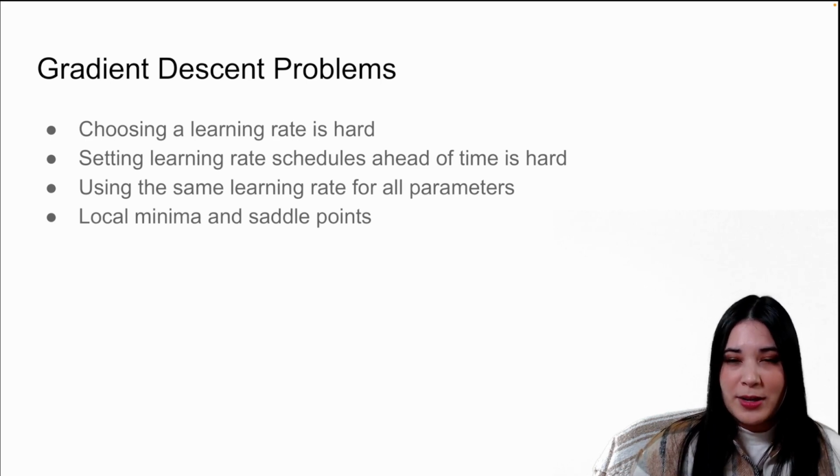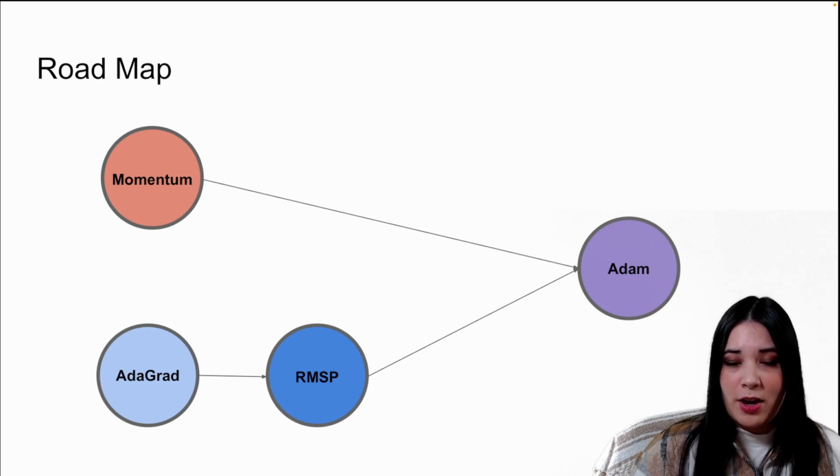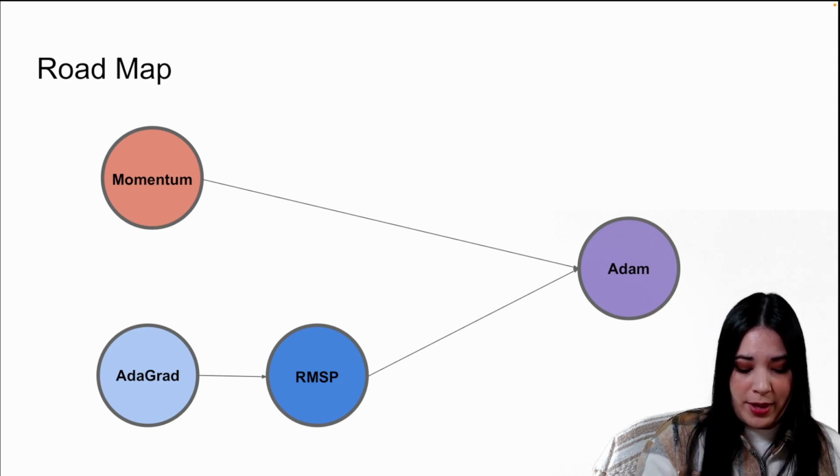So let's talk a little bit about some improvements we can make to gradient descent in order to address or maybe even overcome some of these problems. We're going to talk about a bunch of different optimizers that improve on gradient descent, and this is sort of the map of how we're going to talk about them. First, let's start off with momentum.